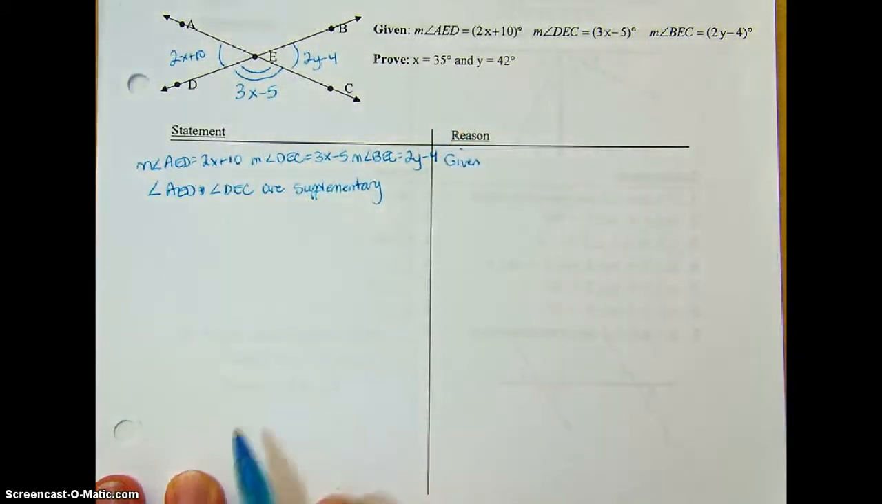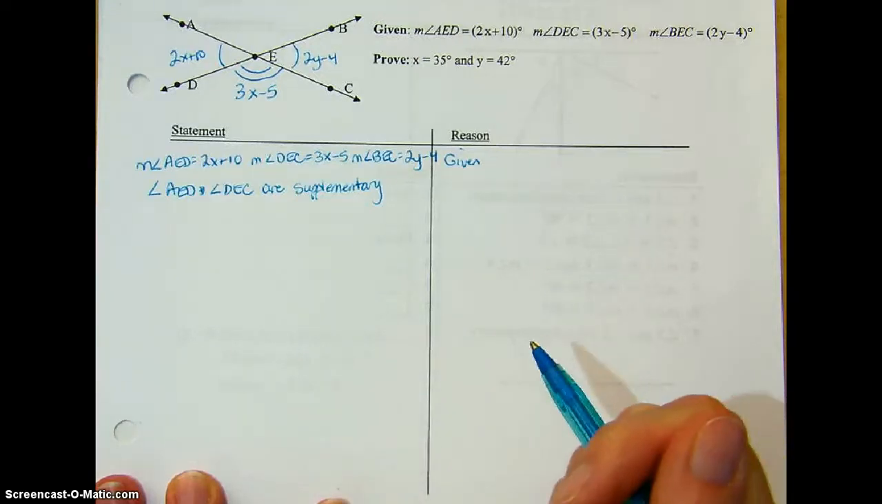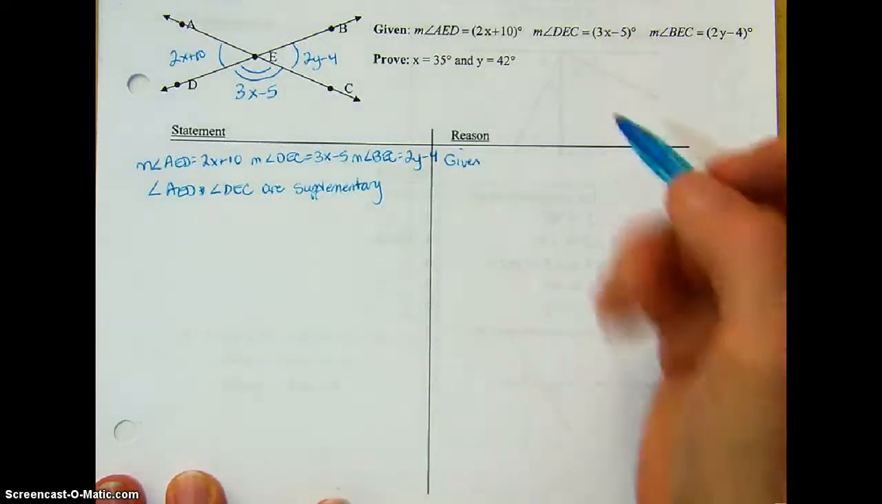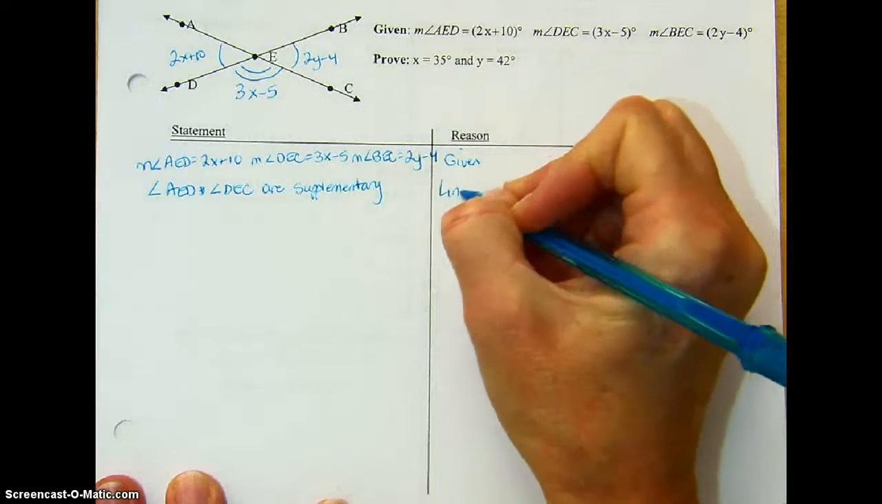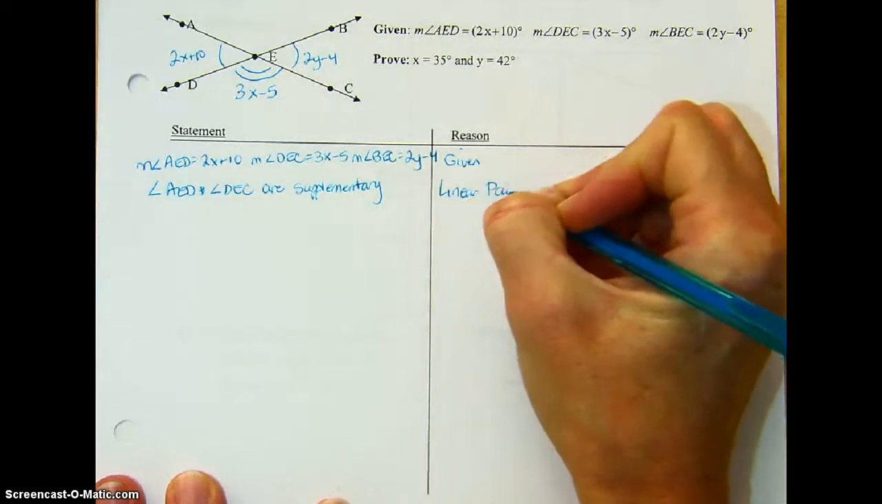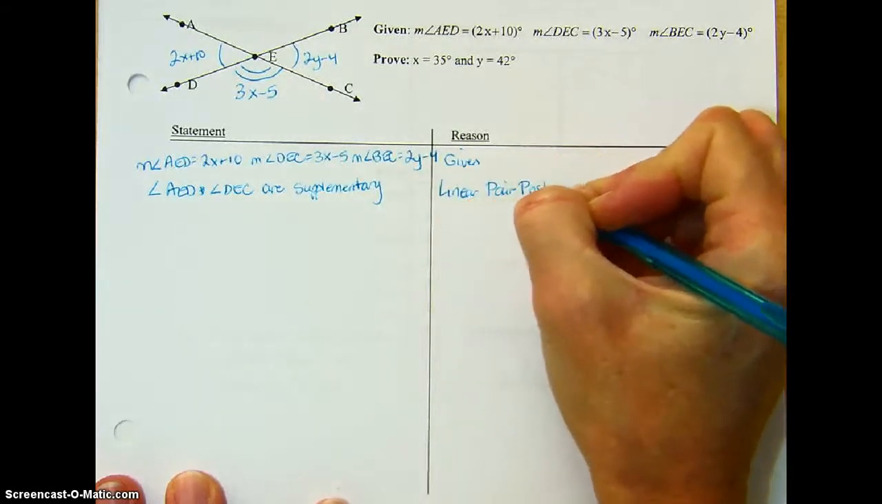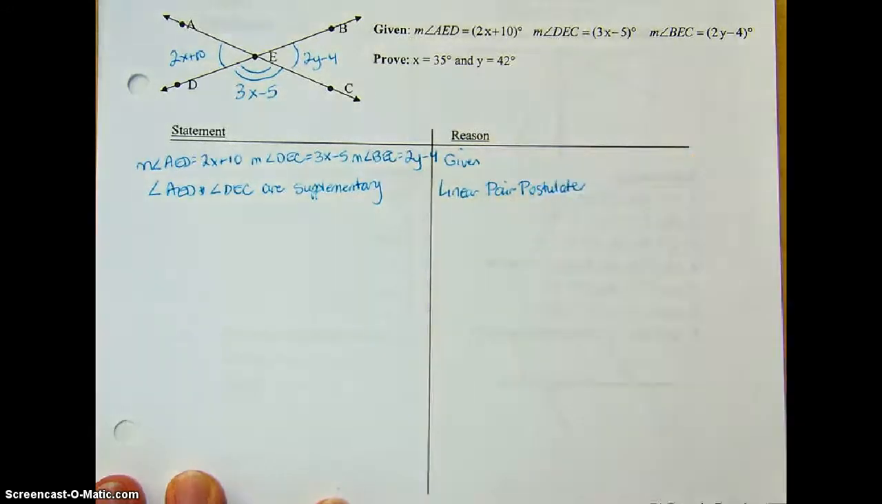Now we could have started with they are linear pairs, but remember we have the linear pair postulate, which says if they're linear pairs, then they're supplementary. We can skip that step and just use the linear pair postulate.